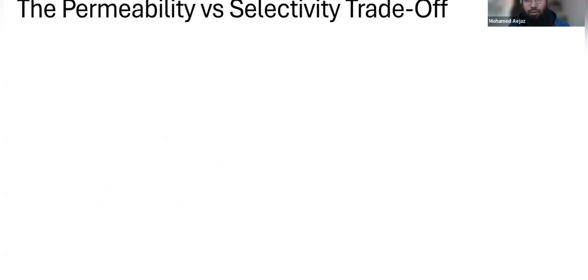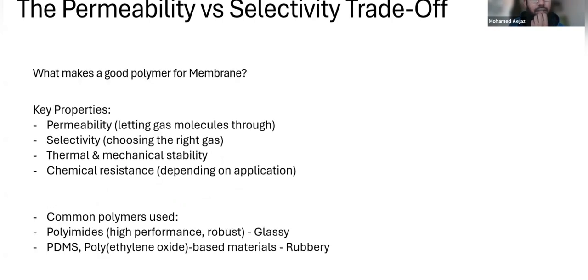Now, what do we mean by the permeability versus selectivity trade-off that I wrote in my title, right? I wrote permeability versus selectivity. It's a trade-off. Why? Because if you want to make a membrane out of a polymer, what should the polymer look like, or what should the polymer possess, right? So the key property is permeability. It should let the gas molecules pass through it. If the gas doesn't pass through the membrane, then there's no point of using the polymer for this application.